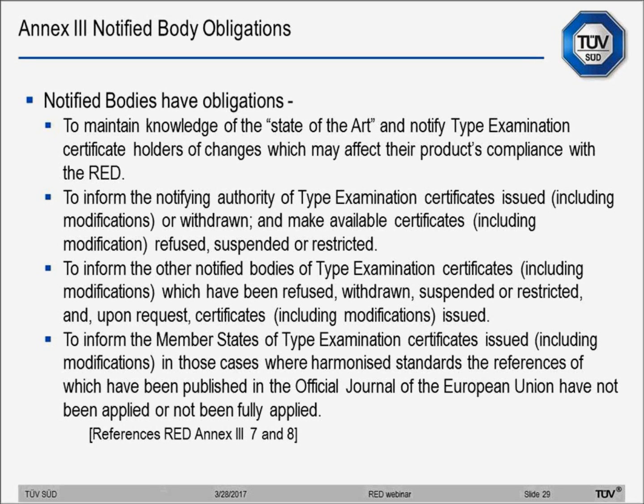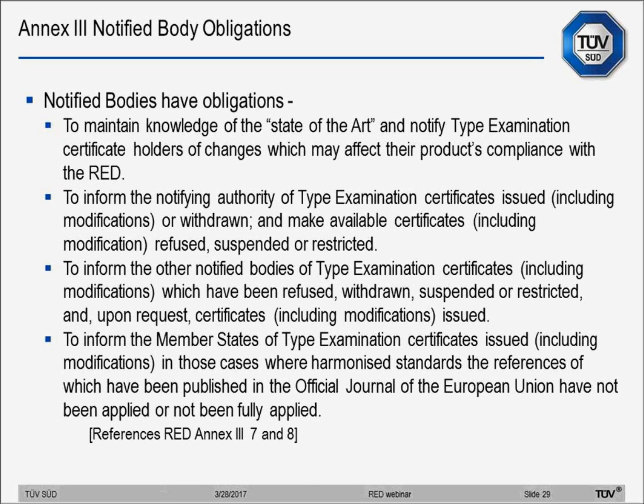They need to inform their notifying authority of the type examination certificates and whether it's been withdrawn, etc. And they also need to inform other notified bodies of type examination certificates, including modifications which have been refused, withdrawn, suspended or restricted, and upon request, certificates including modifications it's issued. The RED Compliance Association is creating a database for this purpose.